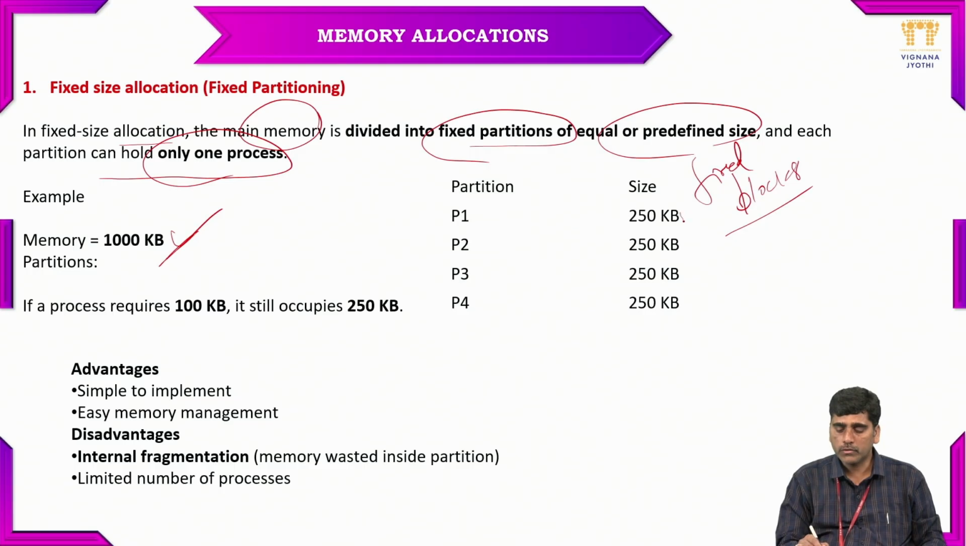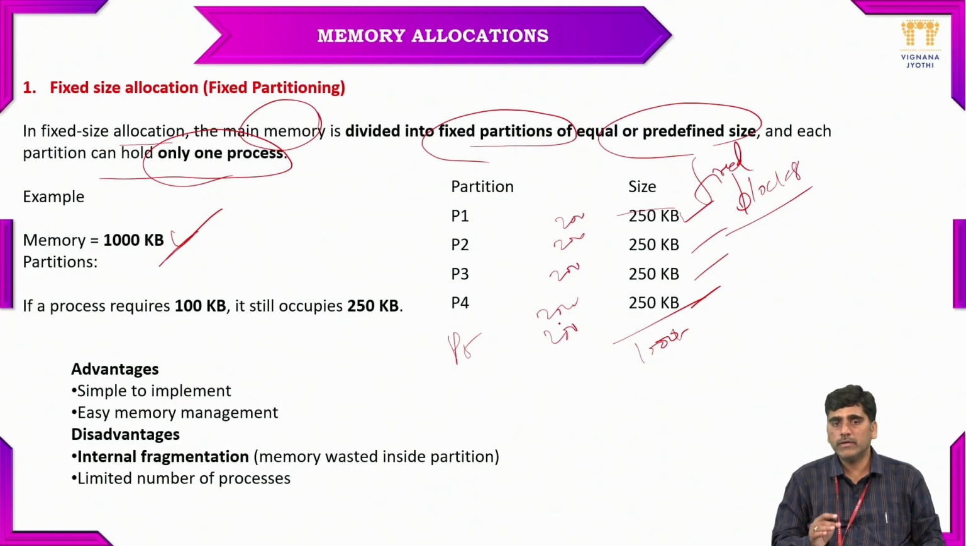So here process 1 has 250 KB, process 2 has 250 KB, process 3 has 250 KB, process 4 has 250 KB. All together is 1000 KB. If 5 partitions are made, what will happen? All these sizes are 200 KB, 200 KB, 200 KB, 200 KB, and P5 also 200 KB. Like that, fixed partitions of equal sized blocks or predefined size.